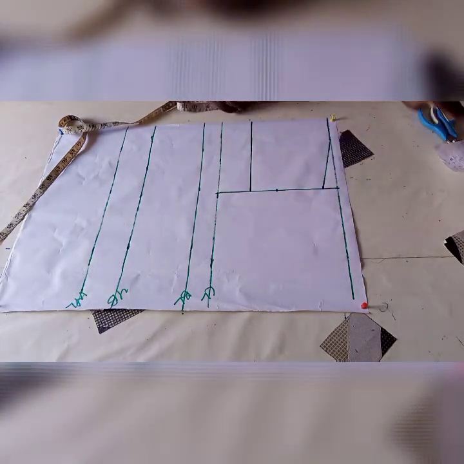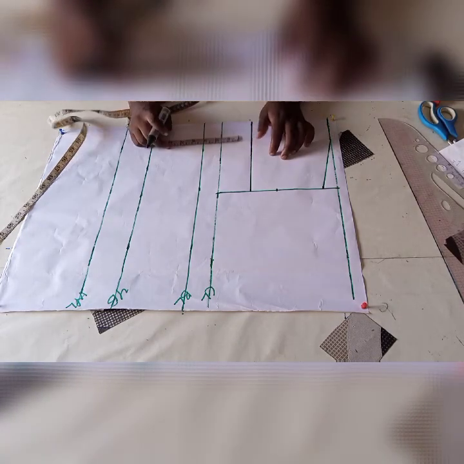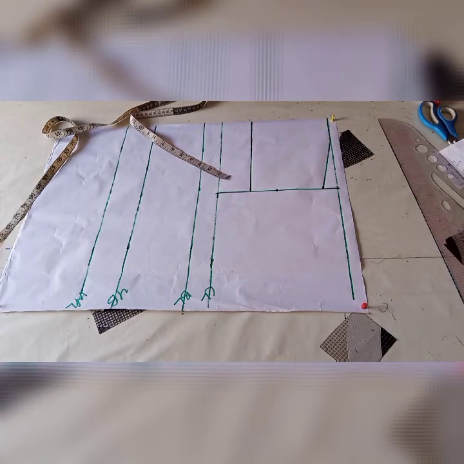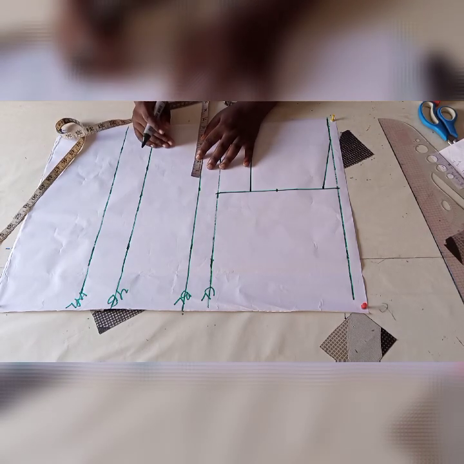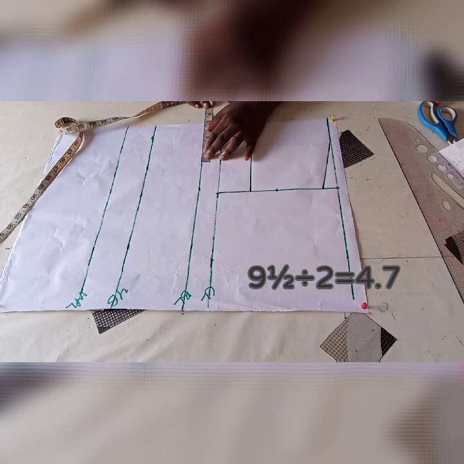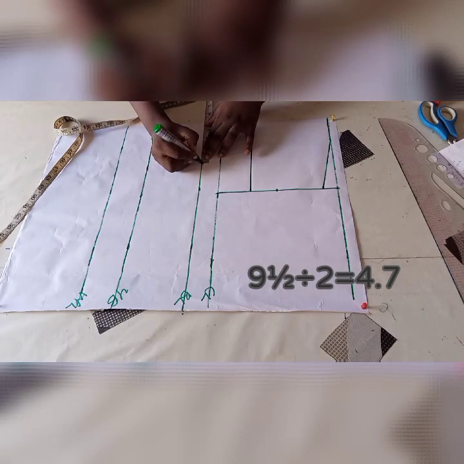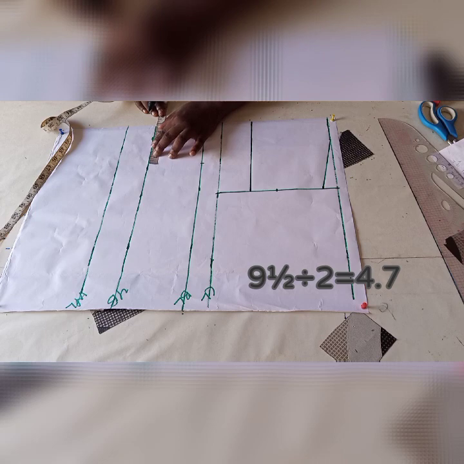So here now we will measure our bust point. Bust point is the distance between the two nipples. The bust point I'm using is 9.5. So I'll come to my bust line. I'll mark out 9.5 here. So this is 9.5. I'm going to measure it all around.